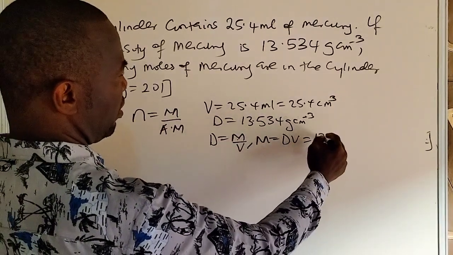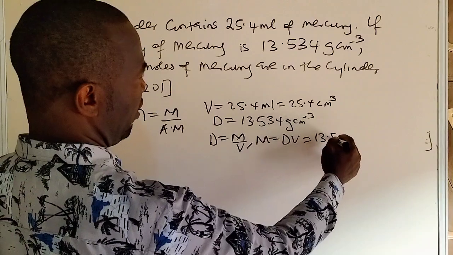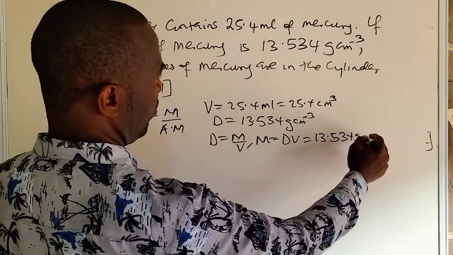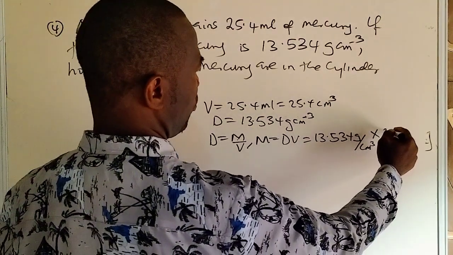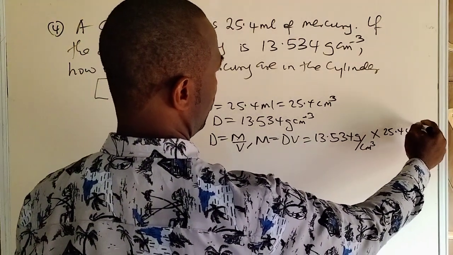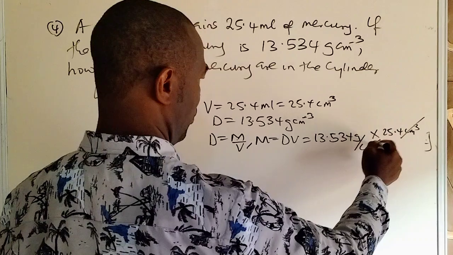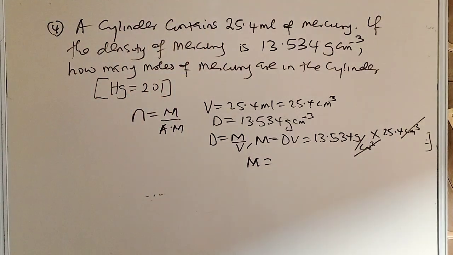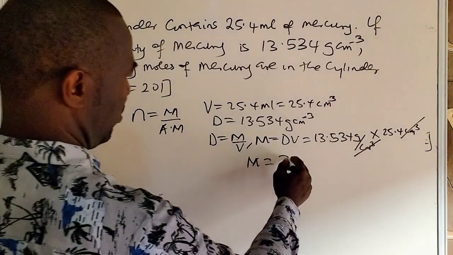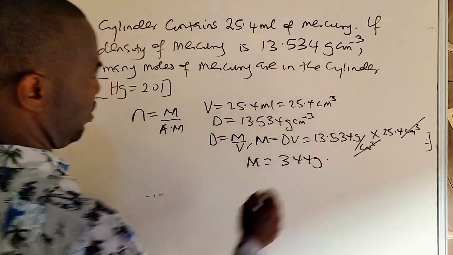Density is 13.534 gram per cm cube multiplied by volume, which is 25.4 cm cube. Cm cube cancels cm cube, so the mass will now be in grams. So if you multiply the values, you're going to have 344 grams as the mass of mercury.